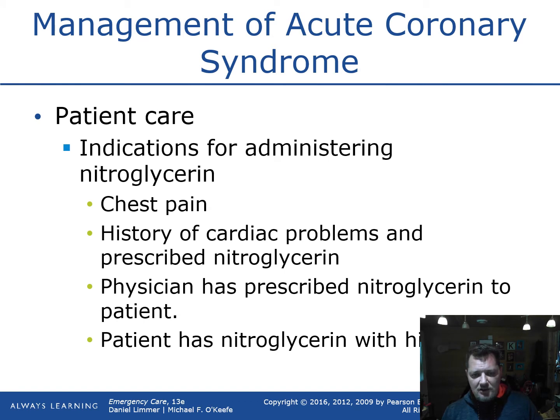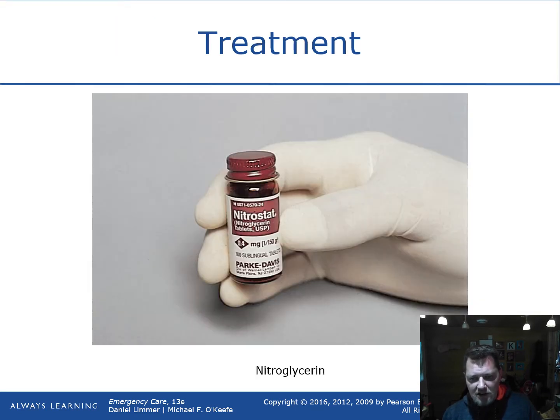All right, so nitro. Indications for administering nitro. Remember back in chapter 16, we talked about some of these things. Chest pain, history of cardiac problems, and is prescribed nitroglycerin. The physician has prescribed nitro to the patient, and the patient has the nitro with him. Remember our 5 rights of patient administration of drugs.